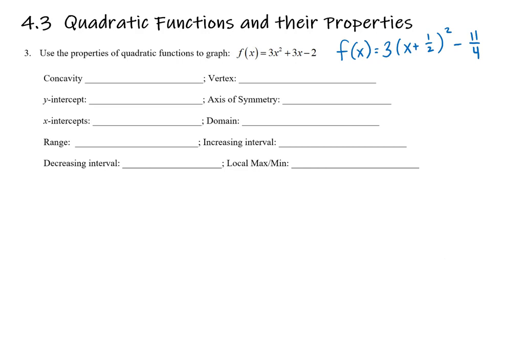I'm going to answer all the stuff that I can answer with it written in vertex form in blue. It's going to be concave up because my coefficient was a positive 3. The vertex is going to be negative 1/2, negative 11/4. I can pull my axis of symmetry from this graph. That's always going to be an equation, which is x is equal to negative 1/2. And then we also can say that the domain is all real numbers.